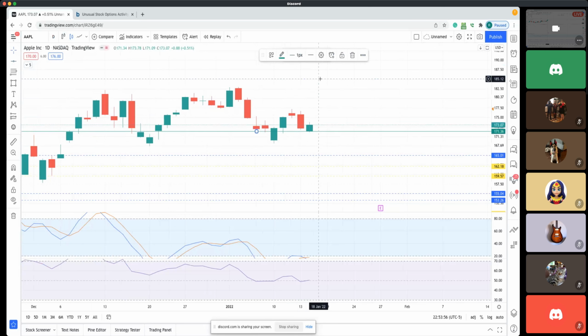Now if you leave your cursor in one spot, you see over to the right where your price scale is, you see that plus symbol right beside the price? Just for everybody that doesn't know, if you hit that plus, it'll automatically add an alert right there at that price. Right here. Very handy.